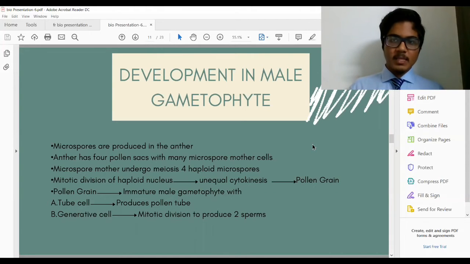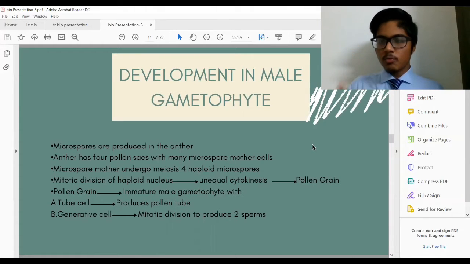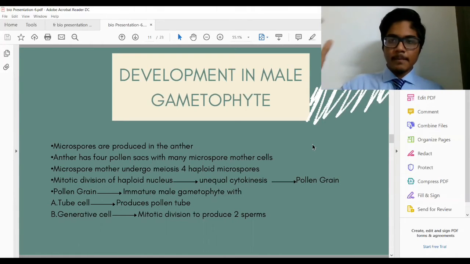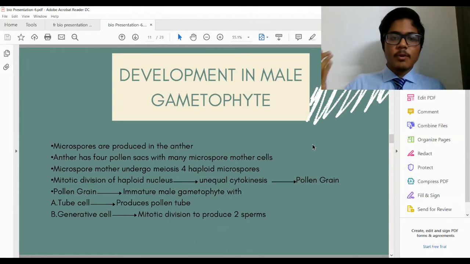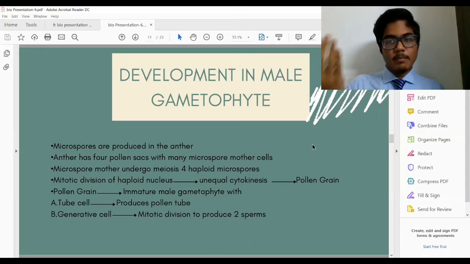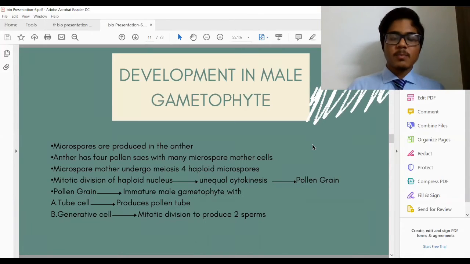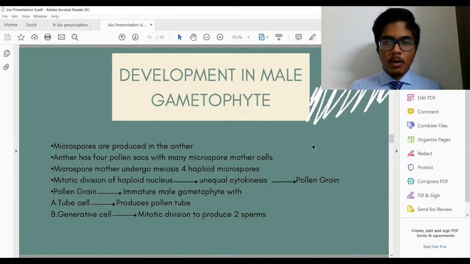The male gametophyte develops in the male reproductive system. What is the male reproductive system? It consists of two main organs, which are the anther and the filament. The development of pollen grains, or the male gametophytes, happens at the anther of the plants. The anther produces microspores. As I said before, microspores are the ones needed for the production of male gametophytes. These microspores are formed in the pollen sacs of the anther. Anthers usually have 4 pollen sacs, and these pollen sacs produce a lot of microspores.